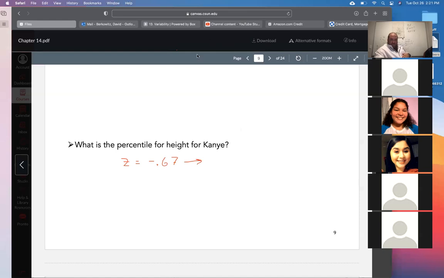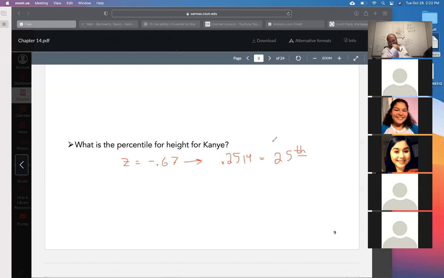So what do these calculators and computers give us for the percentile? 0.2514, i.e. the 25th percentile. So that means that Kanye is taller than 25% of adult men, I guess. Whereas Kim is taller than only whatever we get, 16 point something percent, whatever number that was.